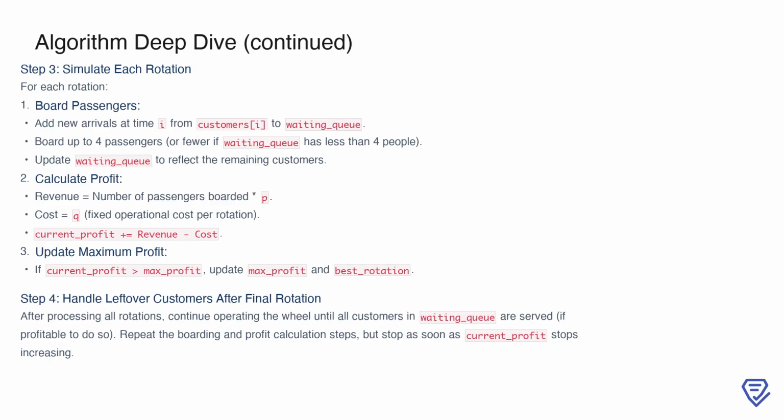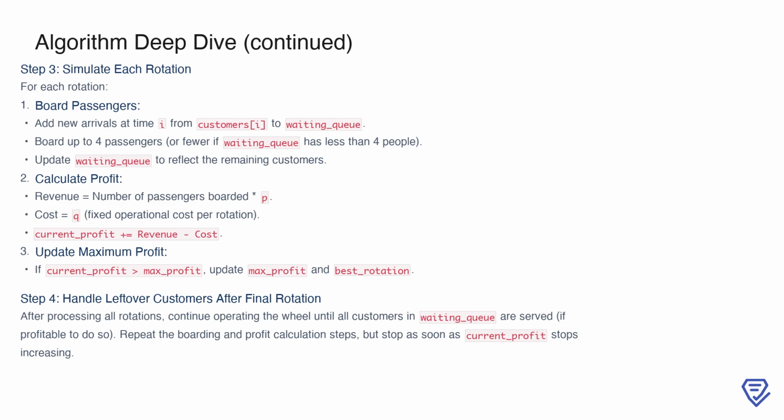To ensure we track the best possible outcome, we compare current_profit to max_profit. If the current_profit exceeds max_profit, we update max_profit and record the current rotation number in best_rotation. Finally, after processing all rotations, we handle any leftover passengers in the waiting_queue.